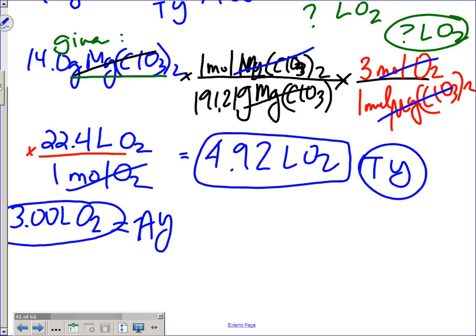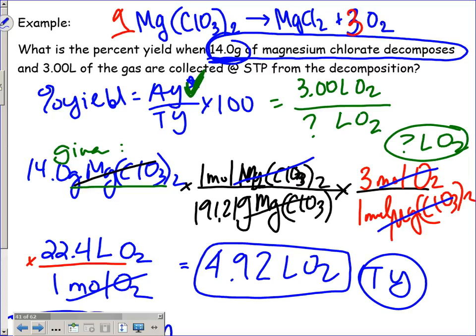They only collected 3 liters. Oh my gosh, 3 liters versus the 4.92, that's almost 5. What's approximately the percent yield? What's 3 over 5? Don't calculate. Estimate. About 66%. Let's actually calculate now by plugging it in up here. We had already set up, said 3 liters of oxygen was what they had made. 4.92 liters what they could have made. What's that percent? 69%. Something like that. Wouldn't it be 61%? 61%.